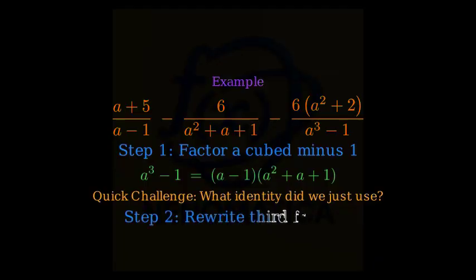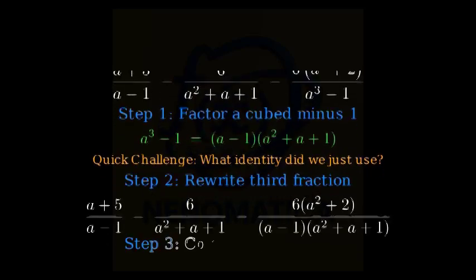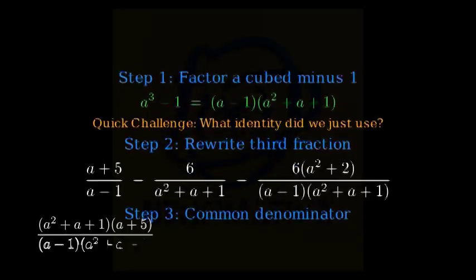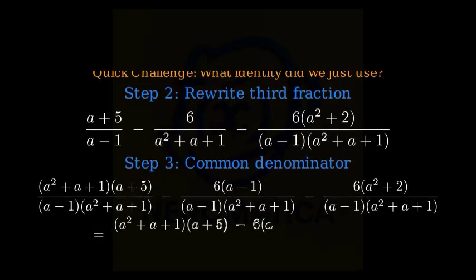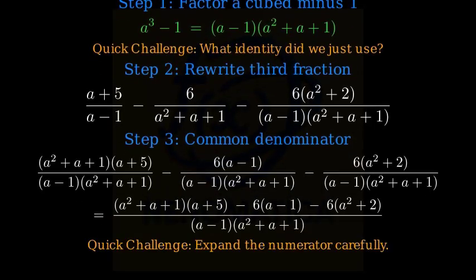Step 2. Rewrite the third fraction using the factorization we just found. Now the third denominator becomes (a minus 1) times (a squared plus a plus 1). Step 3. Use a common denominator of (a minus 1) times (a squared plus a plus 1). Convert each term so they share this common denominator, then combine into a single fraction.